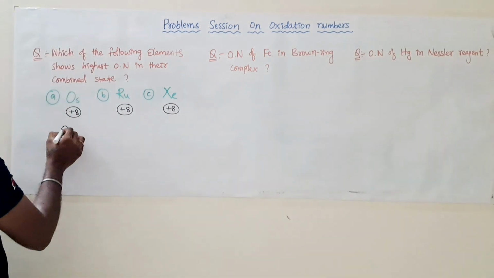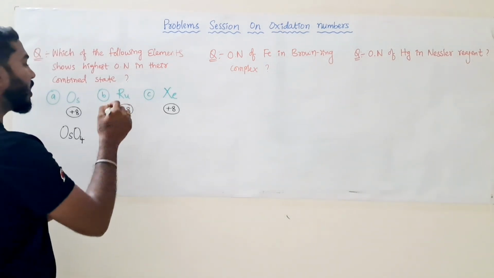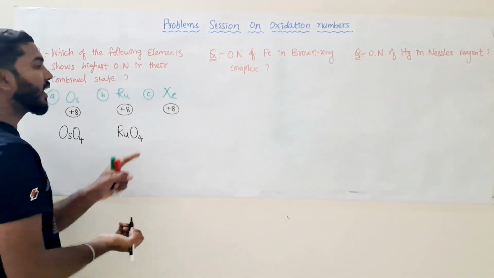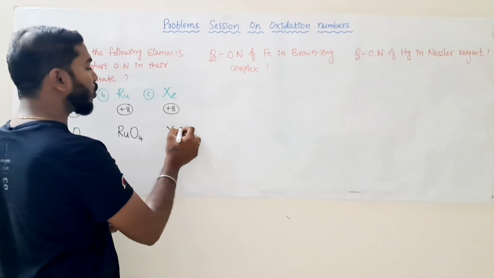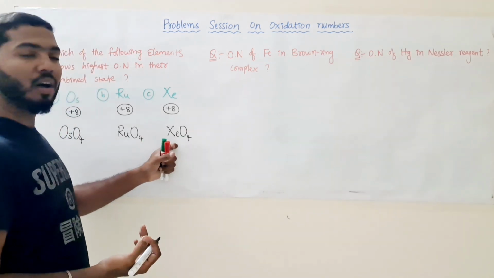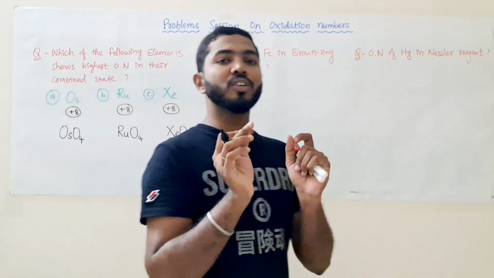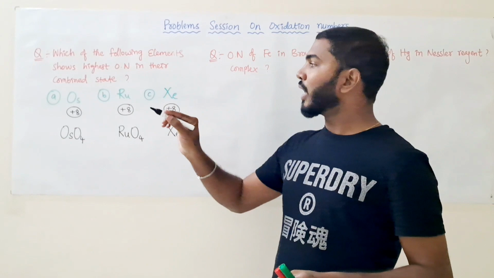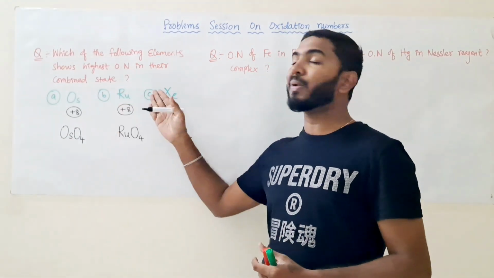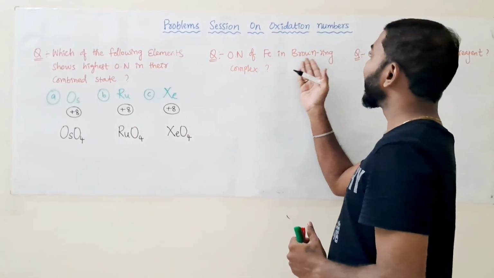Osmium will combine with 4 oxygens, that is called osmium tetroxide. Ruthenium can combine with 4 oxygens to give ruthenium tetroxide, and xenon can also combine with 4 oxygens to give xenon tetroxide. So in these three particular compounds, these three elements are going to show +8 oxidation number, which is very important. In the whole periodic table, these are the elements which show the maximum oxidation number, that is +8.